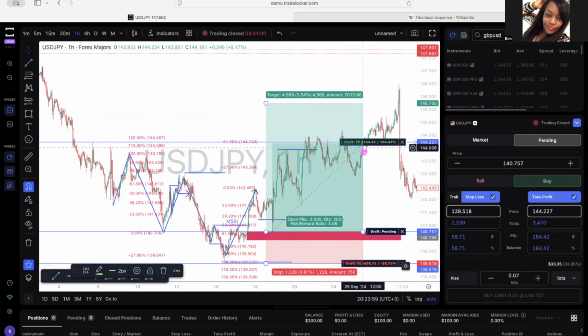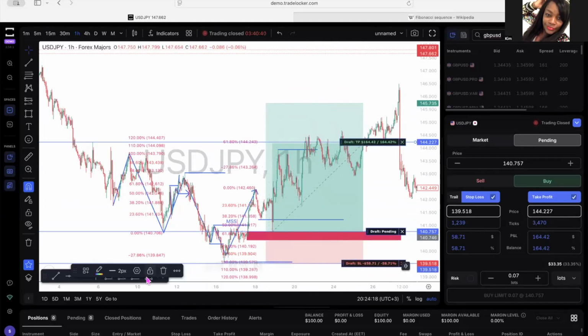Once this is set up, can you still change stuff? Once it's activated, you cannot change it. You can change your TP, you can change your stop loss and your take profit.